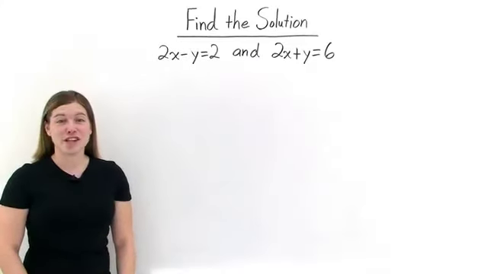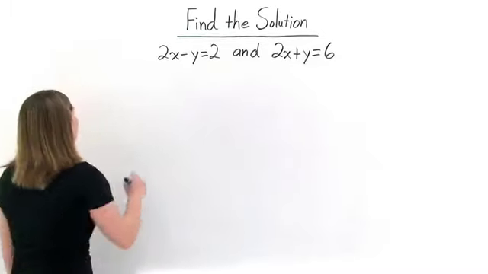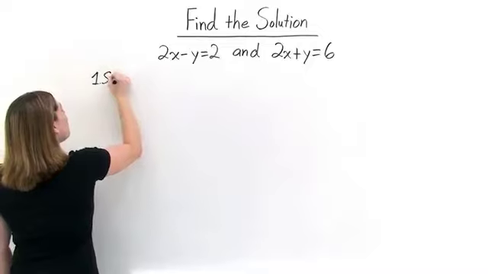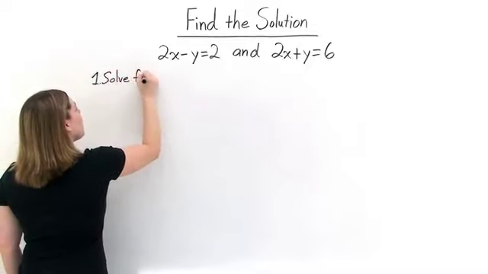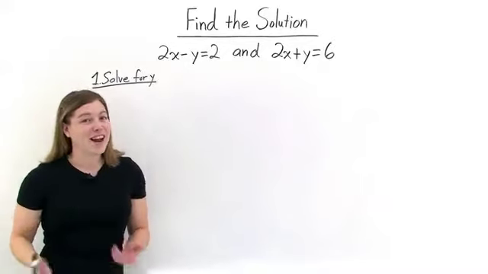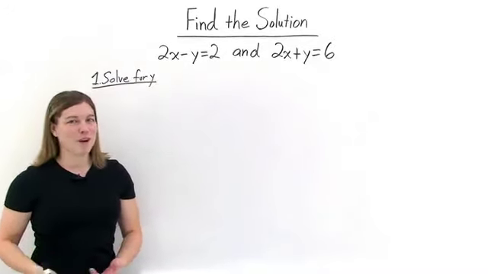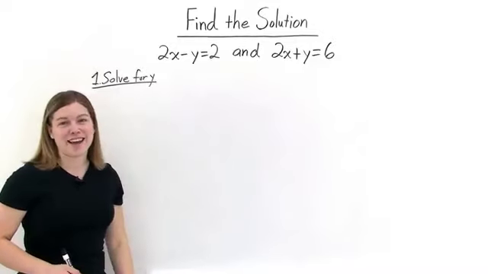Let's find the solution to this system of equations by graphing. In order to use the graphing method to solve the system of equations, we need to start by rewriting each equation in a way that we can easily graph it. In other words, we need to write each equation in slope-intercept form. Or, we need to solve each equation for y.